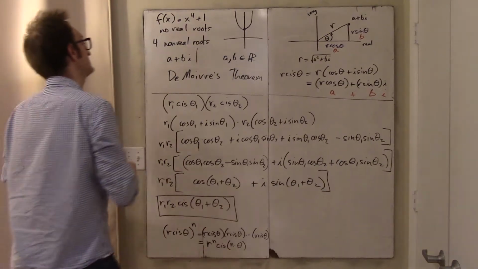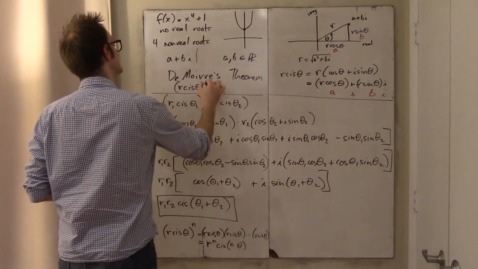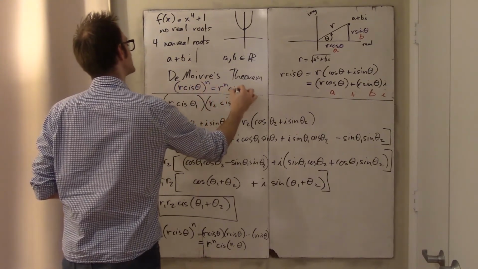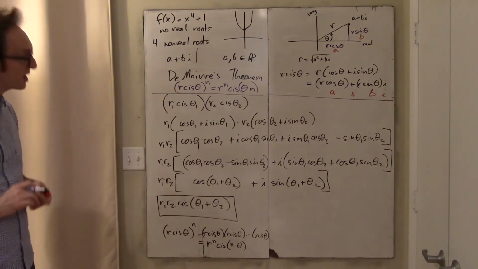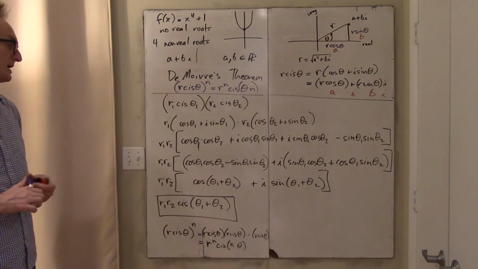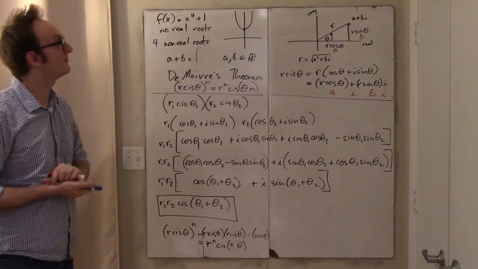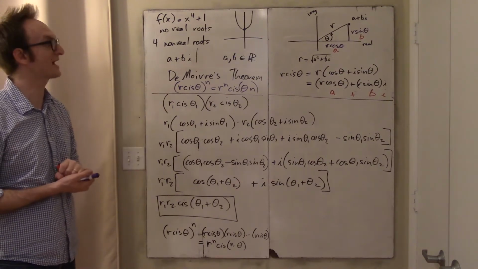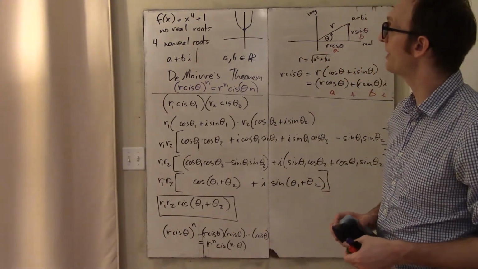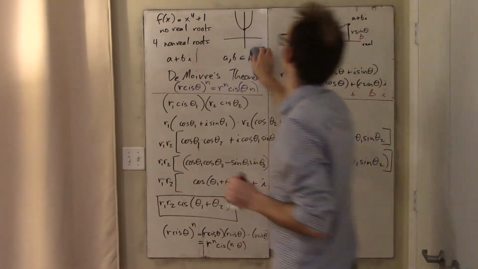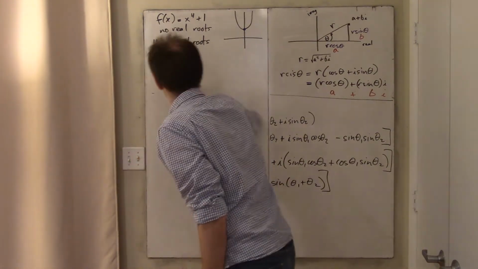DeMoivre's theorem says that if you take a complex number written in this trig form, and you raise it to the nth power, then you get r to the n cis n theta. Okay, why should I care about this? Well, this is all just kind of review. It gives me an opportunity to easily find the roots of x to the fourth plus 1. I return to this problem now.